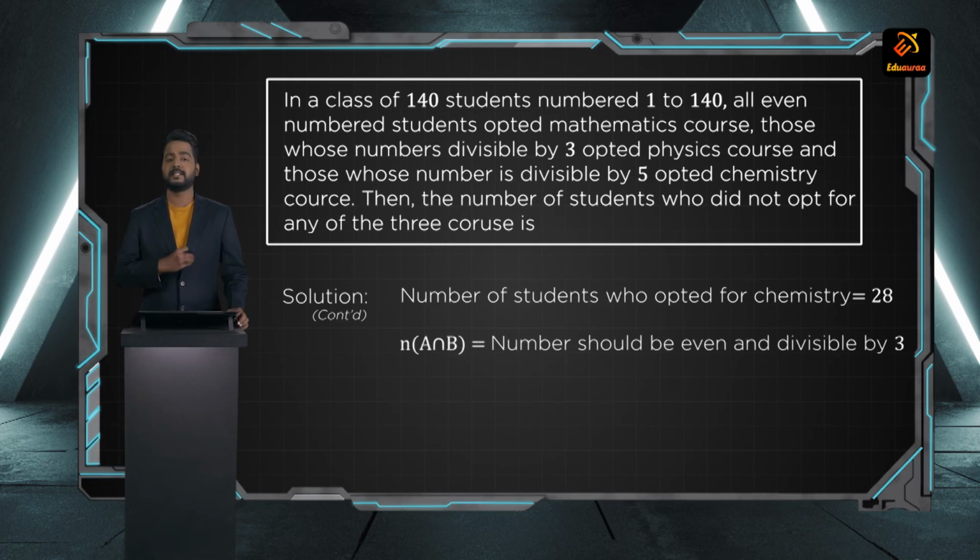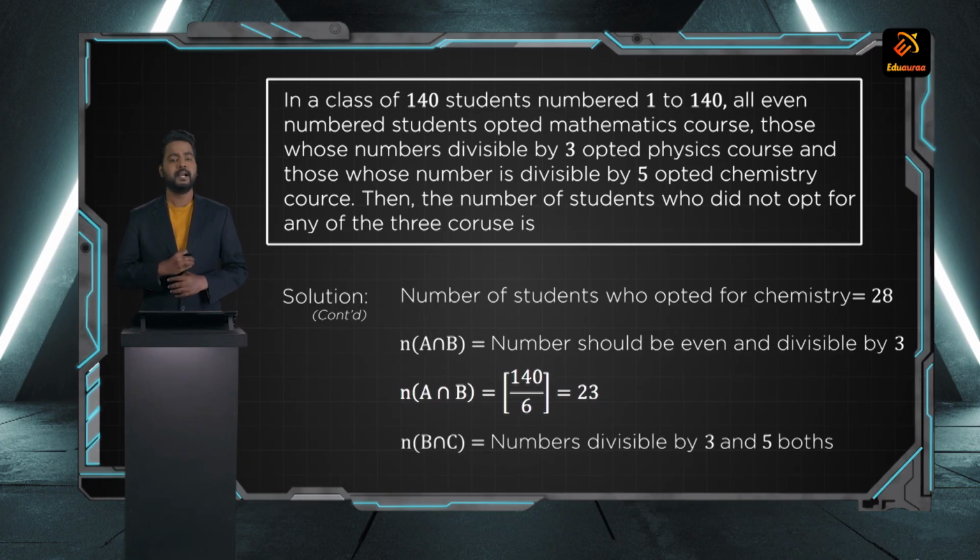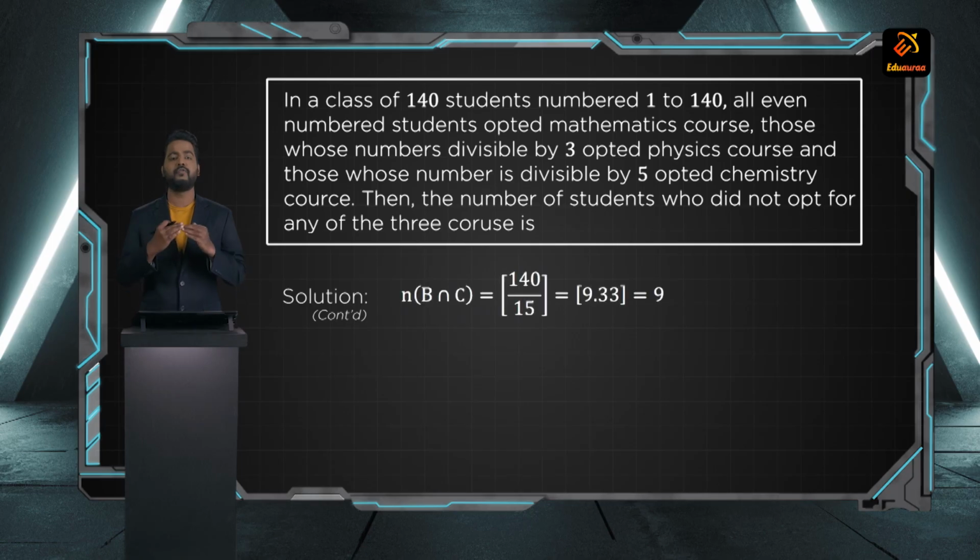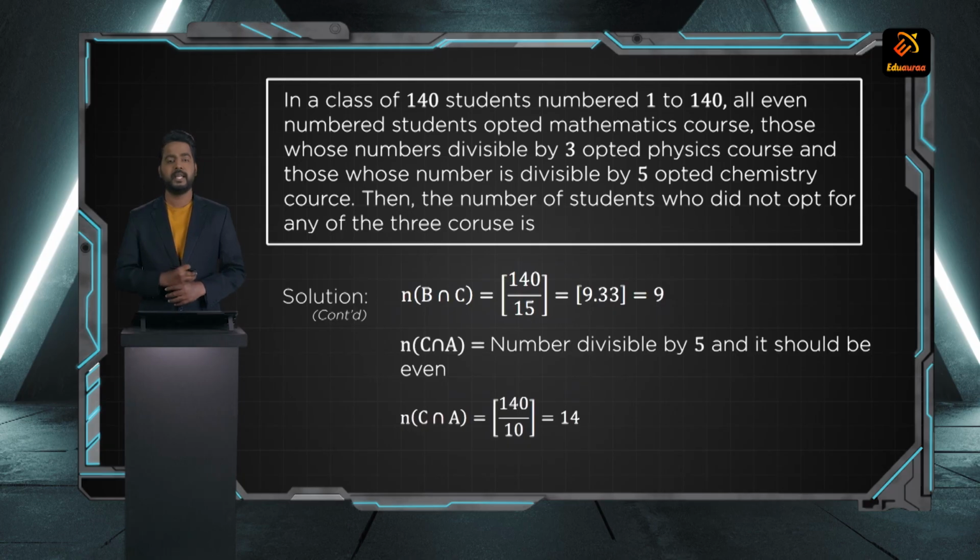So now n of A intersection B, it means number should be even and it is divisible by 3. So the number will be greatest integer function of 140 upon 6. That will be equal to 23. So now n of B intersection C. It means number is divisible by 3 and 5 both. So the LCM is 15. So it will be greatest integer function of 140 upon 15. It will be equal to 9. And n of C intersection A. It means number is divisible by 5 and it should be even number. So it should be divisible by 10. So 140 upon 10 will be equal to 14 inside integer function.